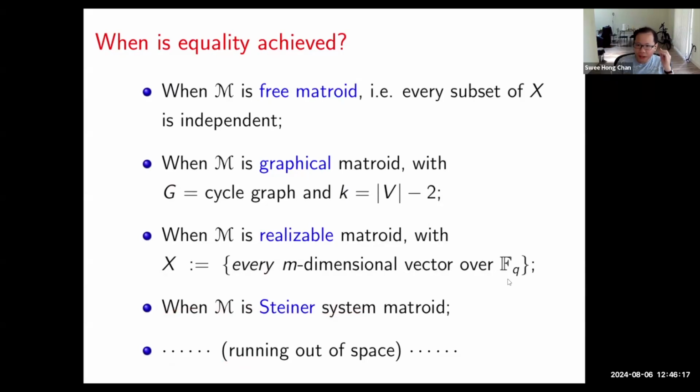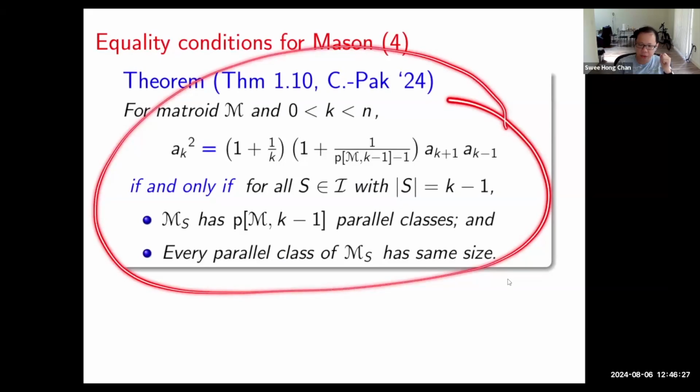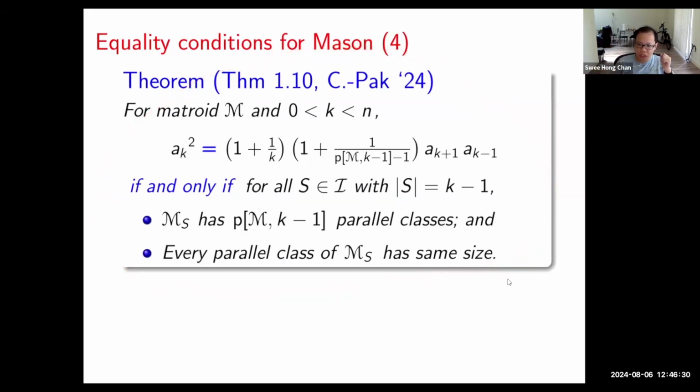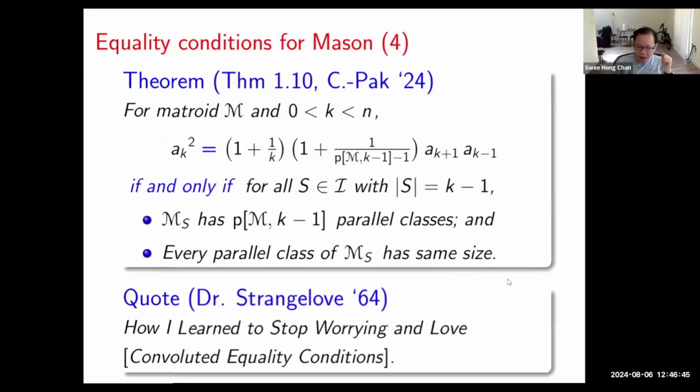Okay. But in conclusion, all of those conditions are actually special cases of this equality condition that I wrote over here. We have an if and only if condition for when equality occurs in our Mason 4. The condition is a bit convoluted, and I used to actually worry a lot about why this condition is so convoluted, so we spent some time trying to find an easier, maybe equivalent, condition that is easier to state.